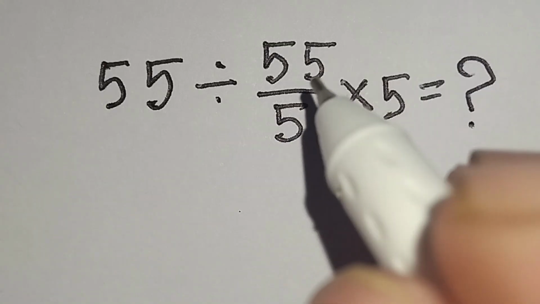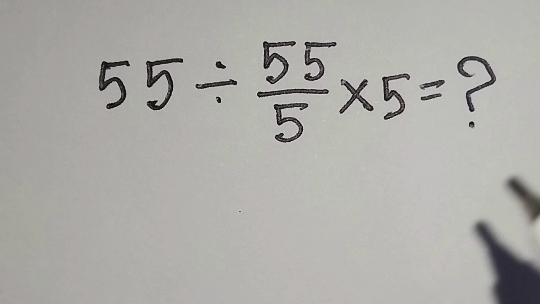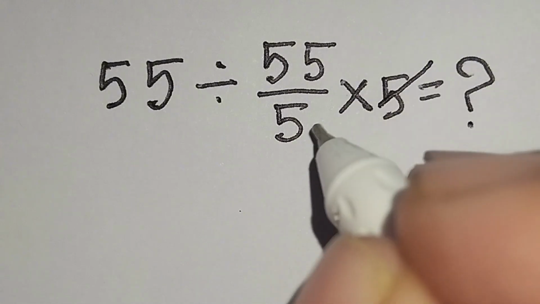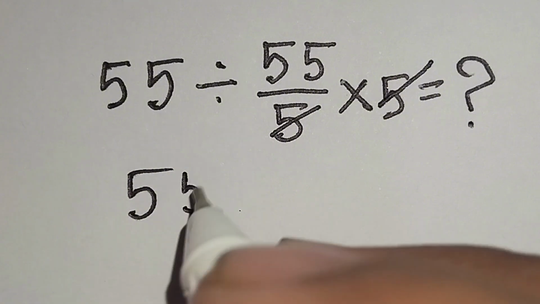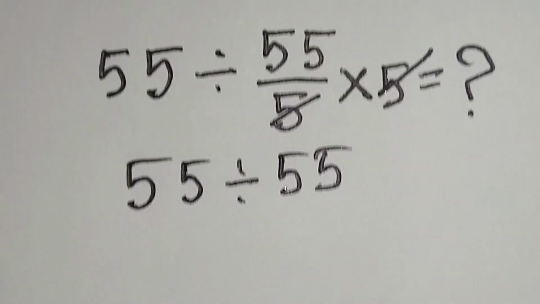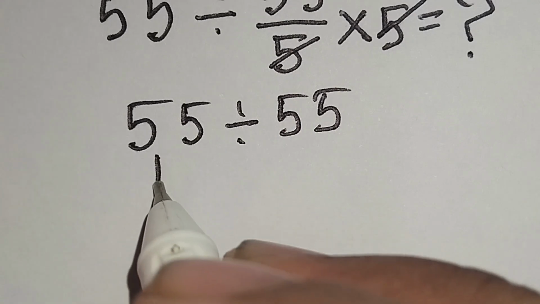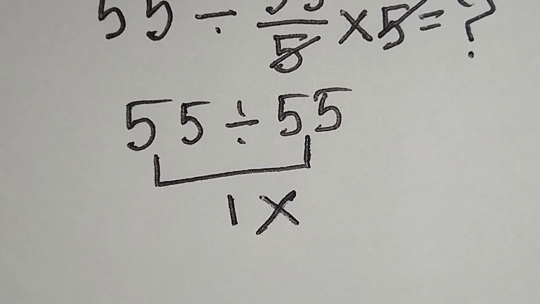55 divided by 55 over 5 multiply 5 is equal to what? At first we can cancel out this 5 by this 5. Here 55 divided by 55 gives us 1, but it is not correct.